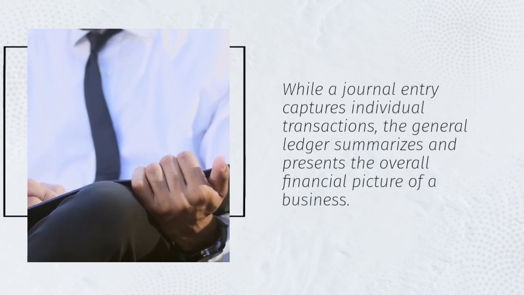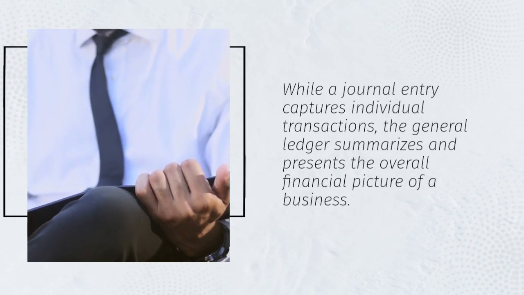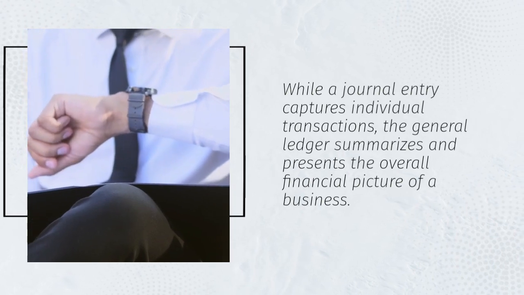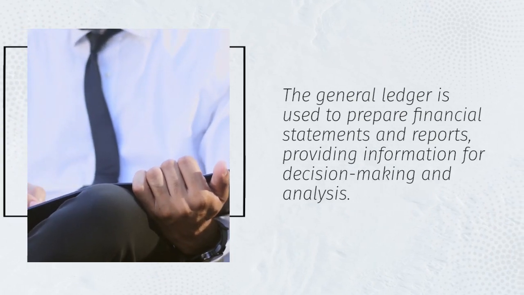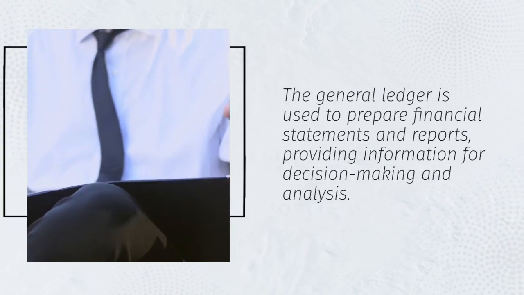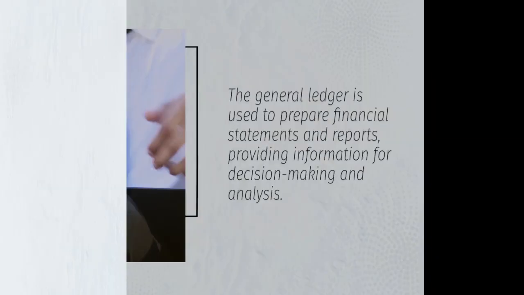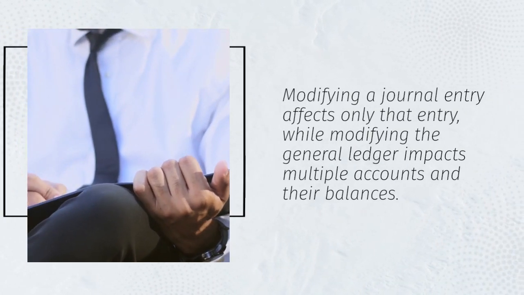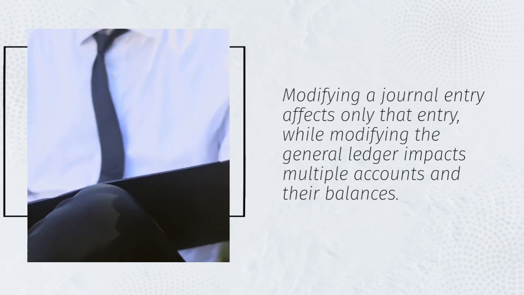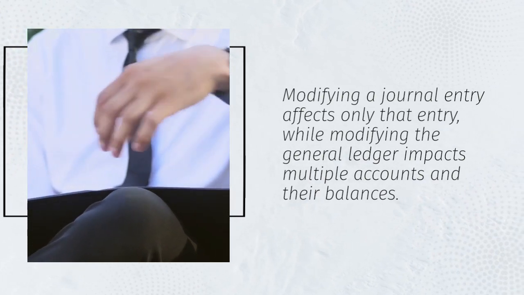While a journal entry captures individual transactions, the general ledger summarizes and presents the overall financial picture of a business. The general ledger is used to prepare financial statements and reports, providing information for decision-making and analysis. Modifying a journal entry affects only that entry, while modifying the general ledger impacts multiple accounts and their balances.